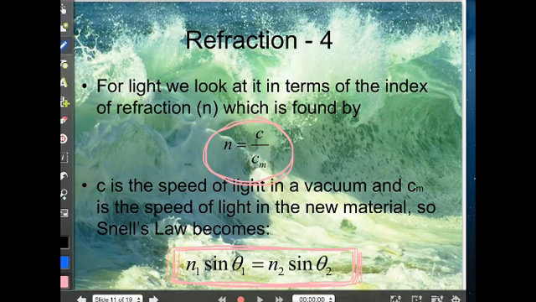In air, the speed of light is roughly the same as it is in a vacuum. It does change by a very, very tiny amount, but for our purposes, we can call the index of refraction in air 1. And so what that means is that the speed of light in a vacuum and the speed of light in air are the same.